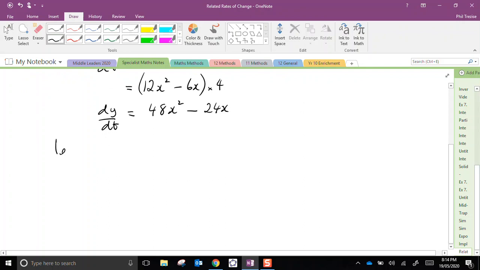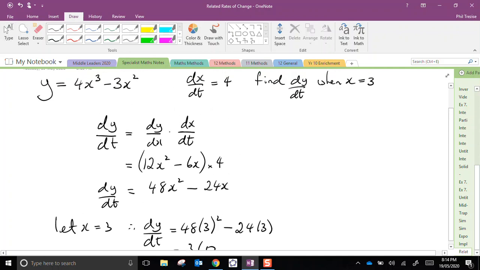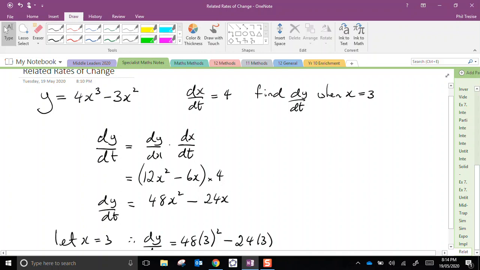So, letting x equal 3, we therefore will find dy/dt is 48 by 3 squared minus 24 by 3. And when I checked that, that came to the value 360. So that's a very simple introduction to related rates of change.